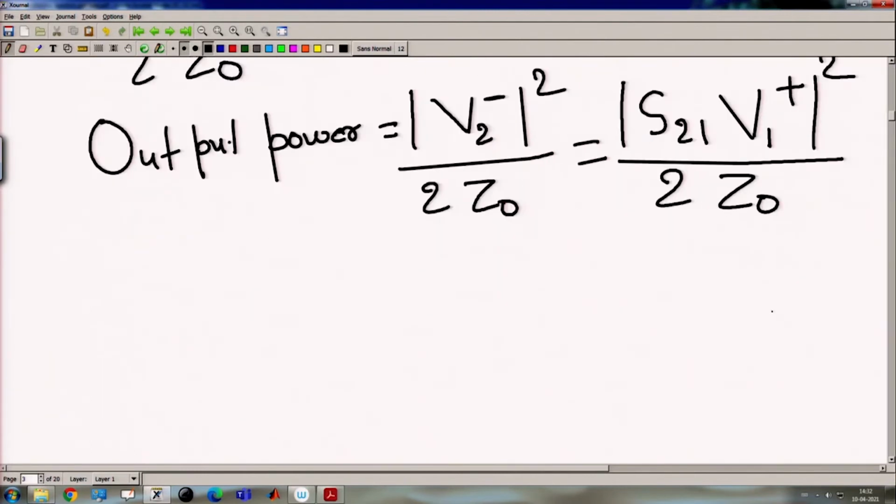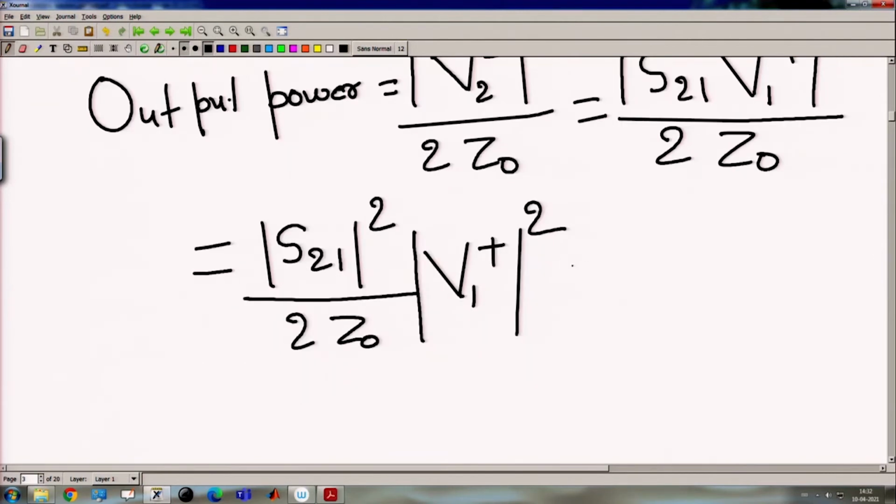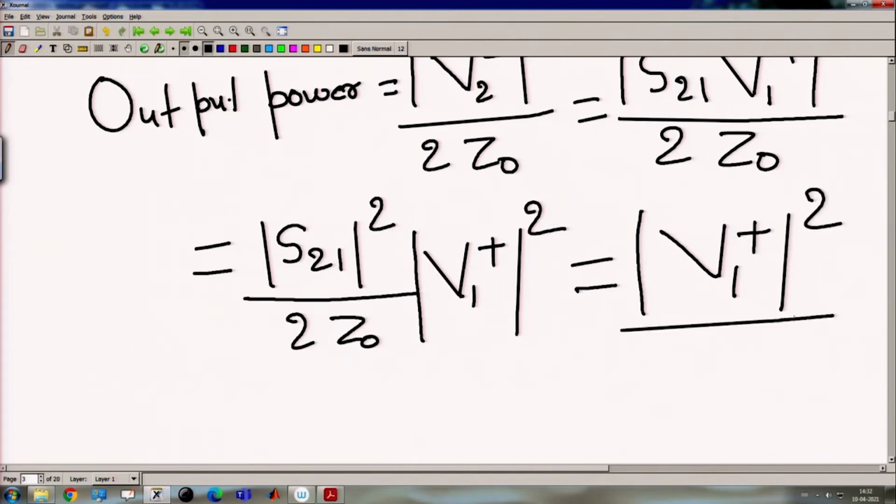So, S21 we know, and this can be written as S21 whole square divided by 2 Z naught into V1 plus whole square. So, this S21 is 1 by root 2. So, this will be equal to V1 plus whole square divided by 4 Z naught. So, this is the output power, which is minus 3 dB of the input power.